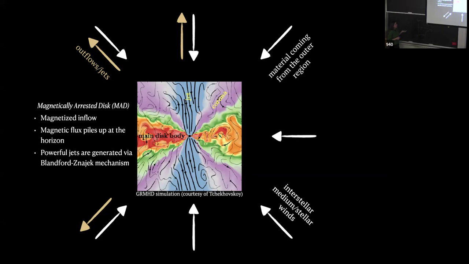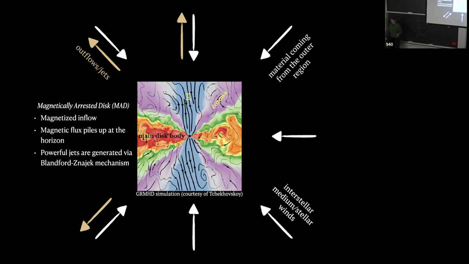we have very magnetized inflow. The magnetic flux piles up at the horizon. There's some connection to flux eruption episodes and subsequent flares. Also, the magnetic field is recycled into the jet by the Blandford-Znajek mechanism. But the material accretes from the interstellar medium and stellar winds, and also these simulations usually start with a magnetized torus, which is not necessarily a realistic initial condition.